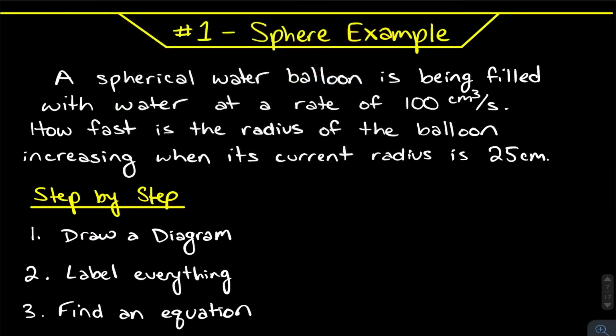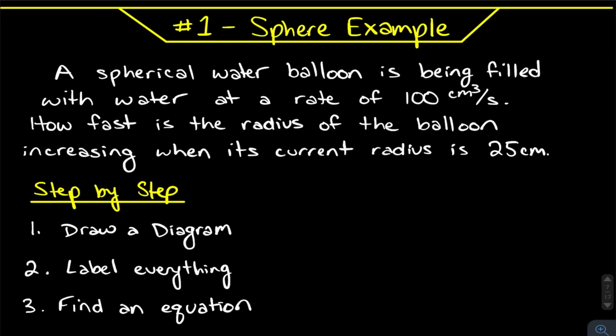Okay, so we have a sphere example here, and this is the same example we had in the red section, but now we're actually going to do it out. This is a great time for me to introduce the step-by-step process for these related rates problems. It's the step-by-step process that I like to follow.